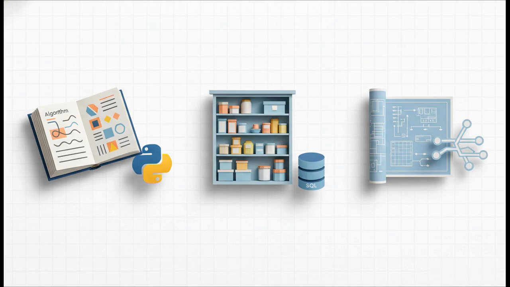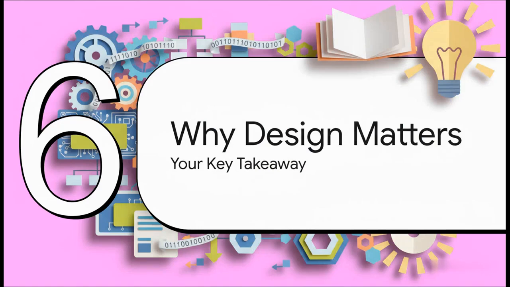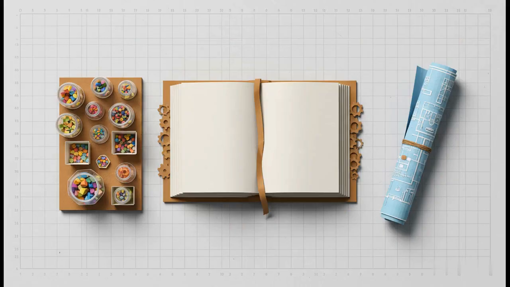All right, so we've gone through all of this, from algorithms to data structures to design patterns. What is the one crucial thing you should take away from all this? The big takeaway is this. Building great software has almost nothing to do with just having powerful hardware. It's an act of intentional design. It's about consciously choosing the right recipe, carefully organizing your ingredients, and following a solid, proven blueprint.